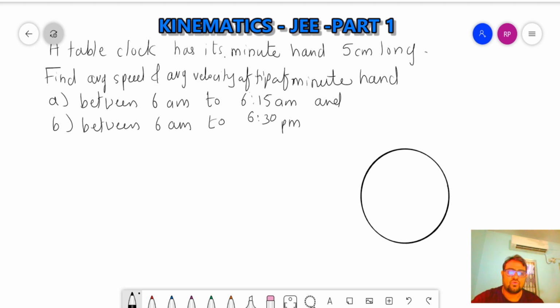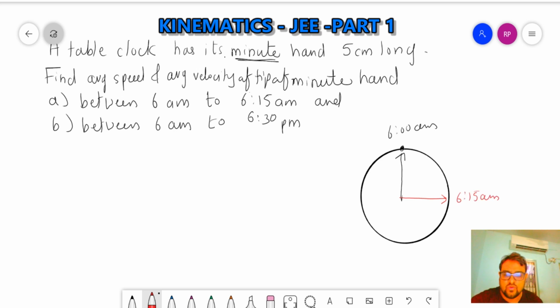Okay, so now the time is 6 a.m. to 6:15. It is only about the minute hand. At 6 a.m. I'm not talking about the hour hand. At 6 a.m. the minute hand will be at this position, right? Clear? At 6:15, the minute hand will be at this position.